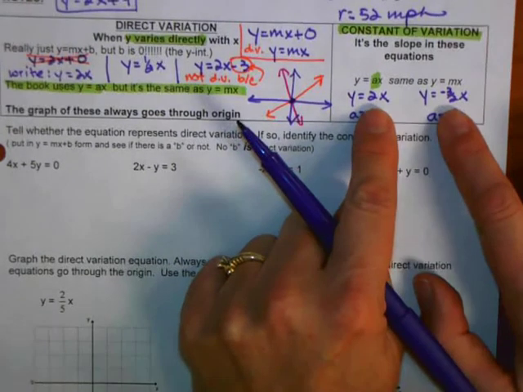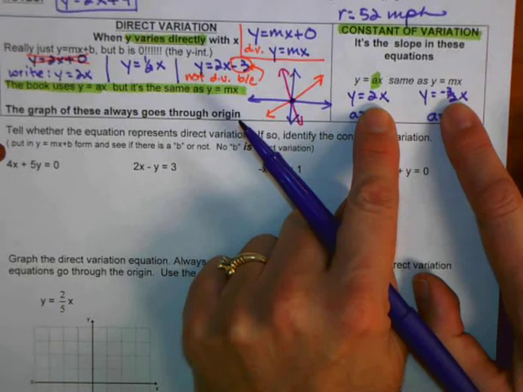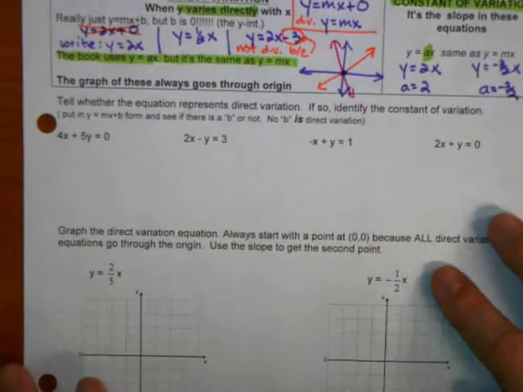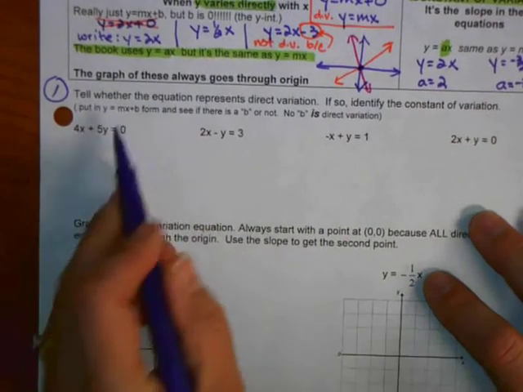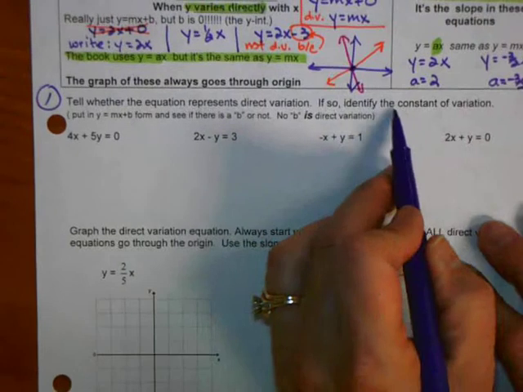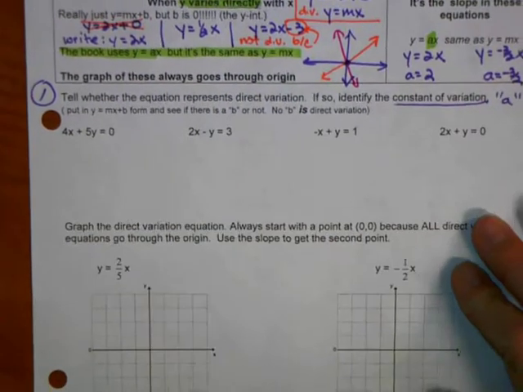Where are these graphs going to hit the y-axis? These two graphs, where are they going to hit the y-axis? 0. They're direct variation. They would hit the y-axis here at 0. All right, so the first thing you're going to have to do on your homework is tell whether the equation represents direct variation. If so, identify the constant of variation, or the a.